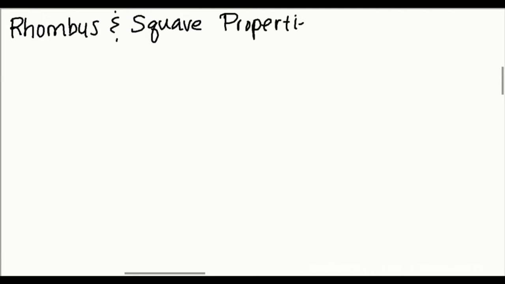Rhombus and Square Properties. And today is the 25th, I believe. So February 25th, 2025. So first, with our rhombus and our square properties, I'm going to start off with the vocab. So the first one is going to be rhombus.